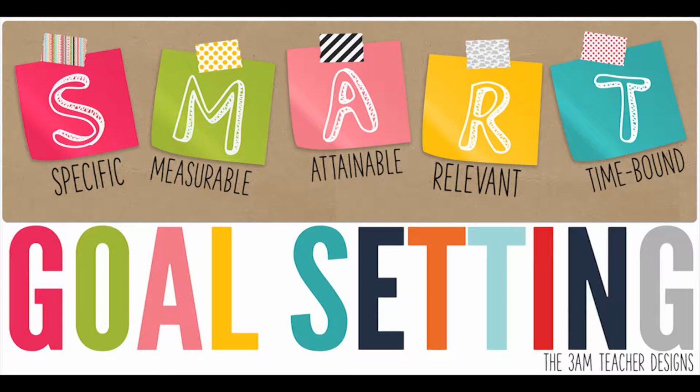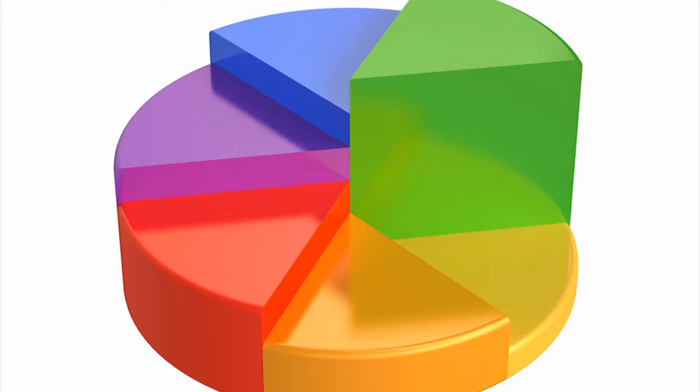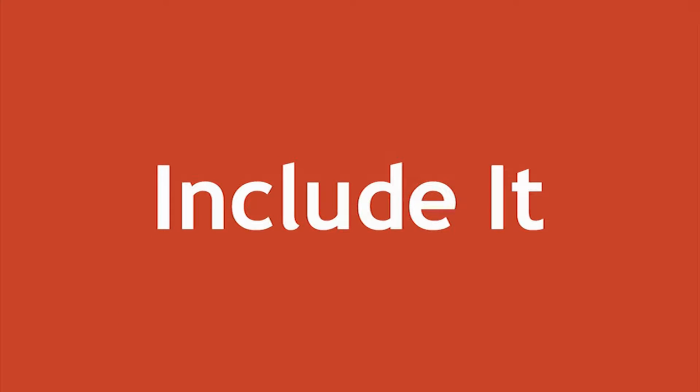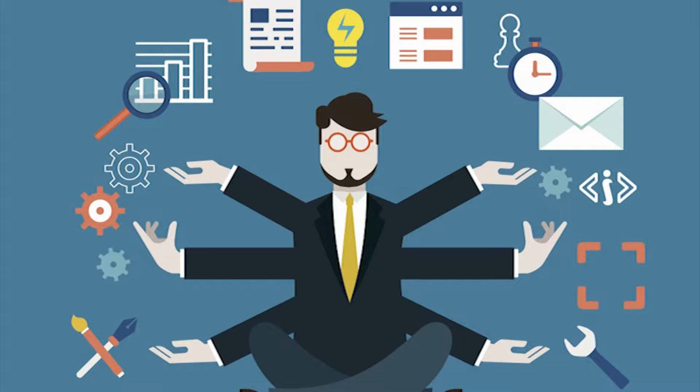Now that you have your project's goal outlined, you'll need to create a project budget. A project budget: what it is and how to make one. A project budget is a detailed breakdown of the costs needed to complete a specific project. A project budget should include things needed like money, labor, materials, services, and other resources.